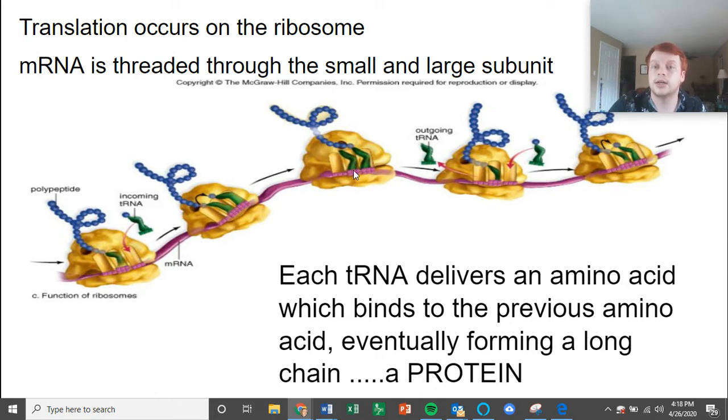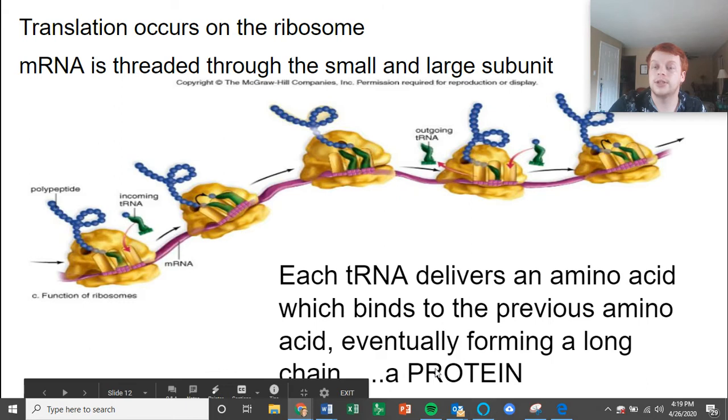If the codon and anticodon match, then the tRNA will drop off an amino acid. As the amino acids get dropped off, they string together. This is a peptide, polypeptide here, or a protein. So remember, polypeptide is a fancy word for protein, and the tRNA carries the amino acids which build that protein based on the instructions on the mRNA. So every tRNA delivers one amino acid which binds to the previous one and eventually creates a protein for us.